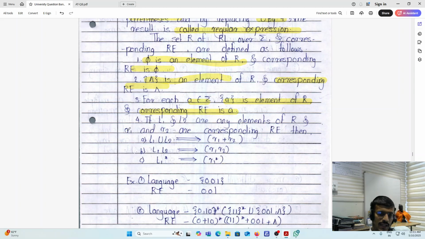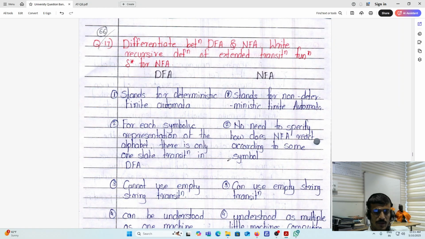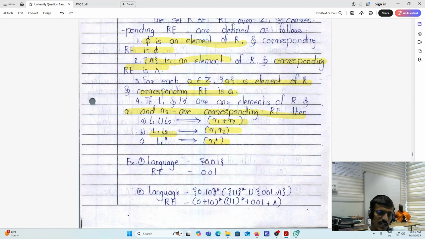Then the last one: if L1 and L2 are two languages, and R1 and R2 are the corresponding regular expressions, then L1 union L2 gives you R1 plus R2. L1 concatenate L2 gives you R1 concatenate R2, and L1 star gives you R1 star. Simply, you can see in curly braces {001}, that is the regular language, which is converted into the regular expression 001. Again, the regular language {010}* in curly braces is represented in simple parentheses as (0 + 10)*, where the comma is replaced by plus, and so on.